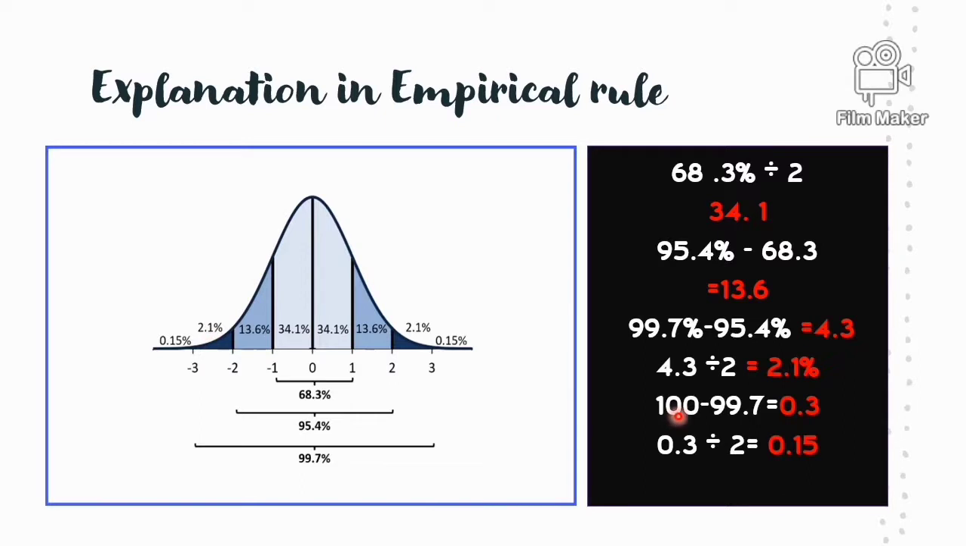So 100 minus 99.7 is 0.3, and 0.3 divided by 2 is 0.15. Where do we get the 100? The total area of the curve is 100. Again, 0.50 and 0.50 is 100. So 100 subtracted by 99.7 gives 0.3. To get the right tail and left tail, we divide by 2, so we have 0.15 here and 0.15 on the other side.